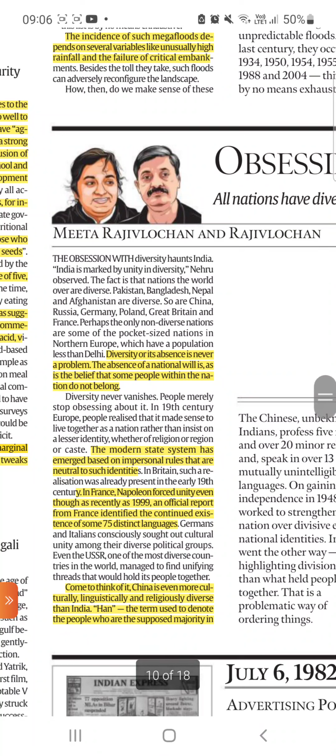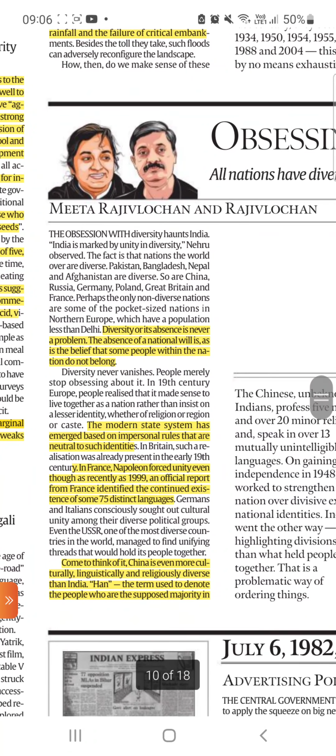Diversity or its absence is never a problem. The absence of national will is, as is the belief that some peoples within the nation do not belong. The modern state system has emerged based on impersonal rules that are neutral to such identities. In France, Napoleon forced unity even though, as recently as 1999, an official report from France identified the continued existence of some 75 distinct languages.